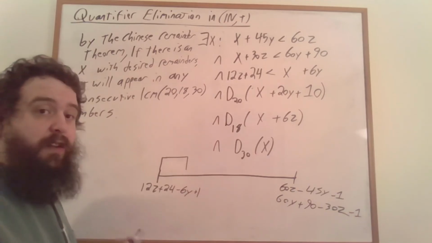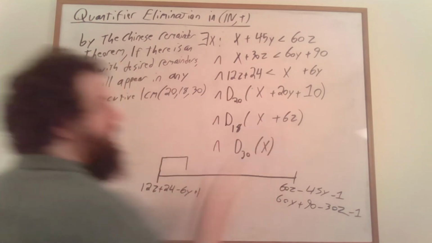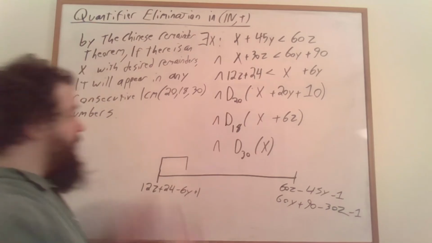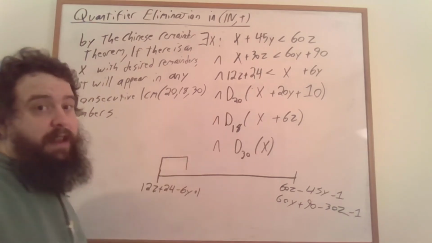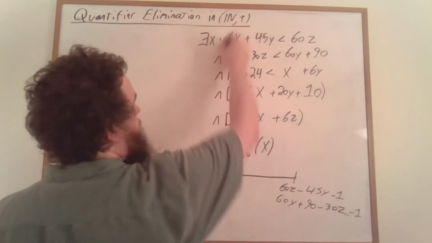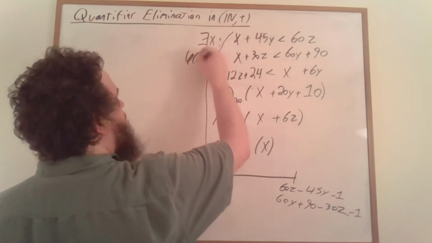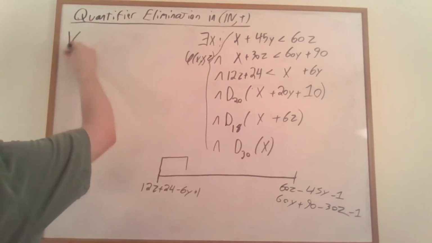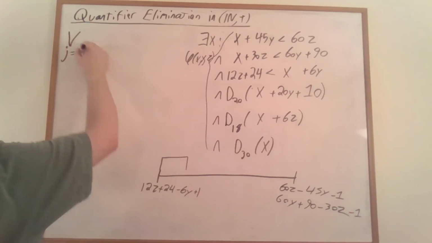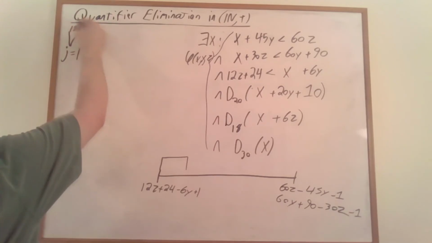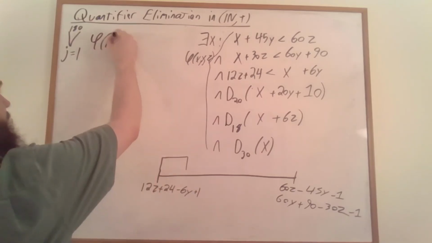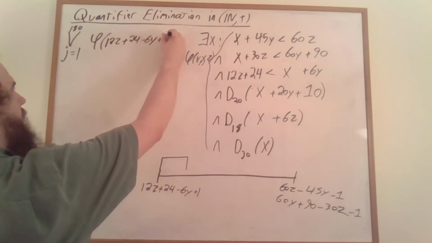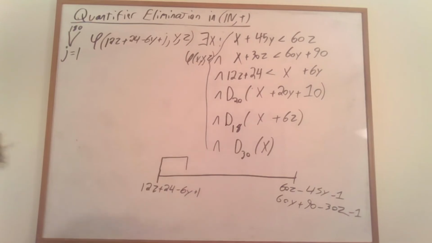We're checking to determine if x satisfies all of these here. But if there is a value of x anywhere in this interval that makes this work, there's going to be an x within this first 180 terms. And so if we call this bit here phi of x, y, z, we're just going to want to check to see if there exists, for some j between 1 and 180, a value that makes phi of 12z plus 24 minus 6y plus j, y, z, true.